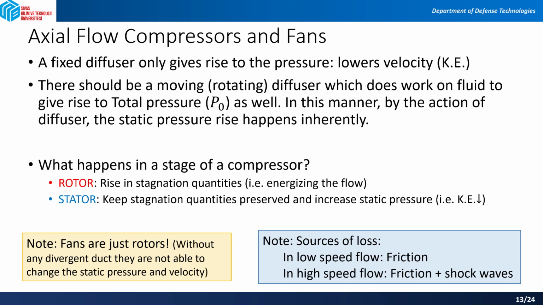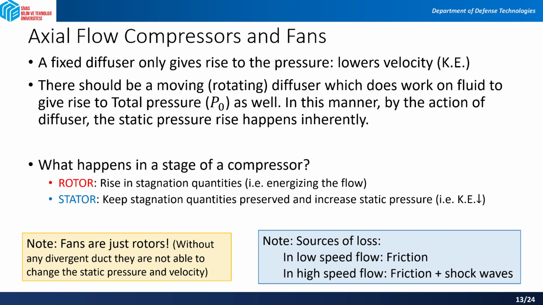So what is basically happening in one stage of a compressor? You remember that one stage is like one rotor and one stator, right? Inside the rotor, you have a rise in stagnation quantities. So it means that the rotor is rotating and it is energizing the flow. And then the rotor delivers this energized flow to the consecutive stator, and this stator keeps these stagnation quantities preserved and increases static pressure. So it diffuses the flow for you to increase the static pressure and decrease the kinetic energy for you.